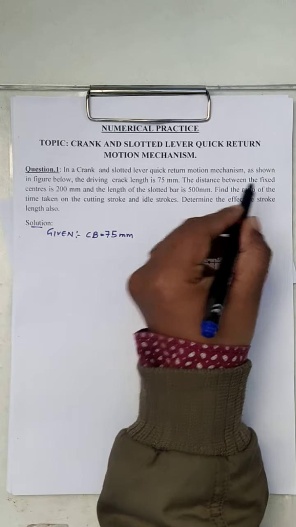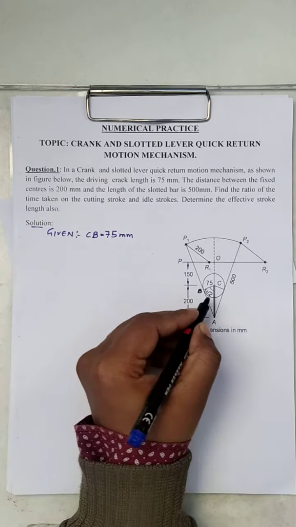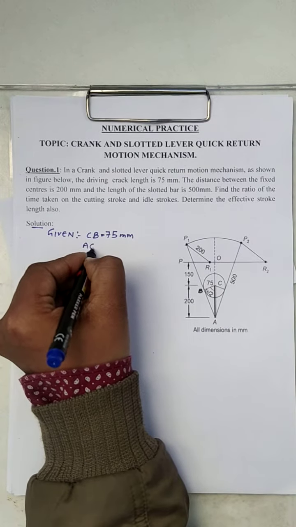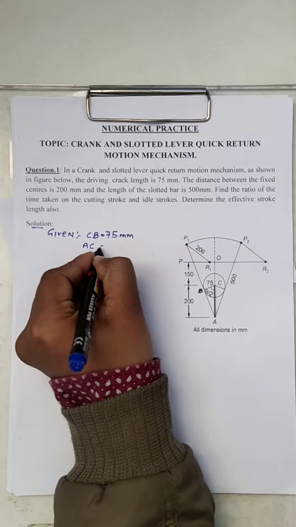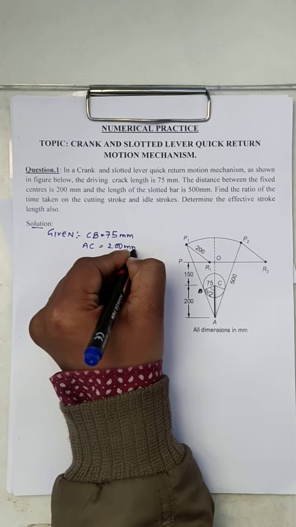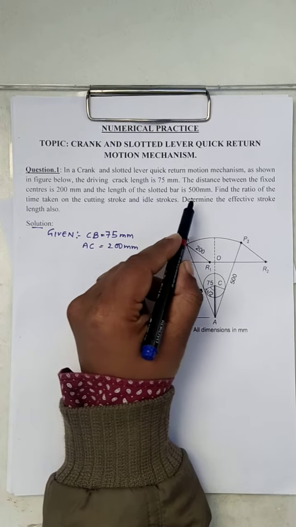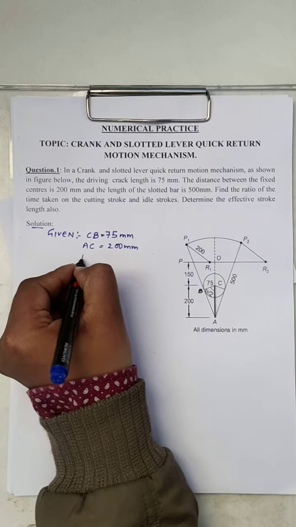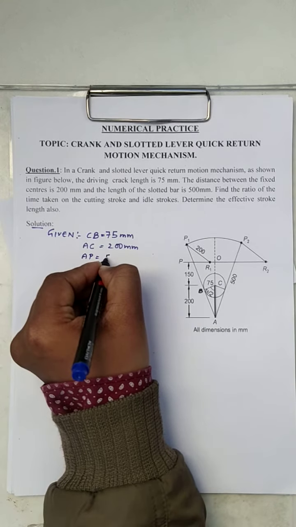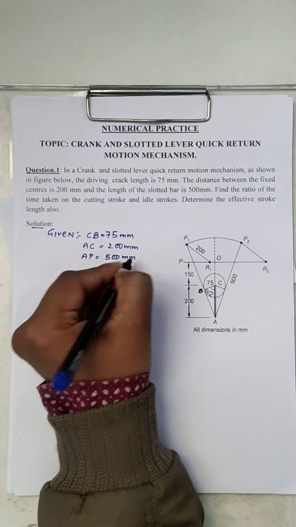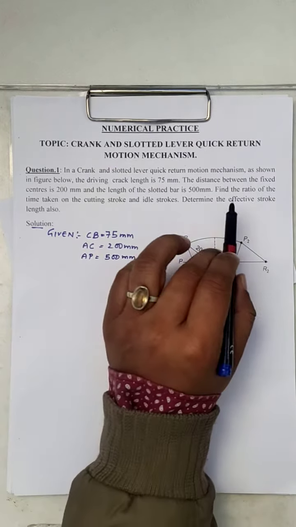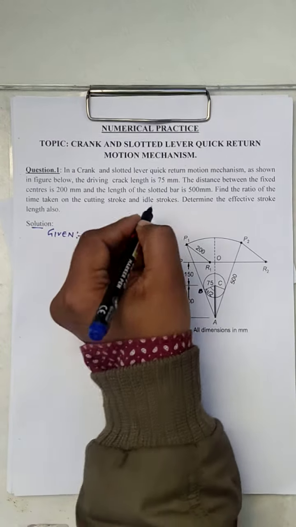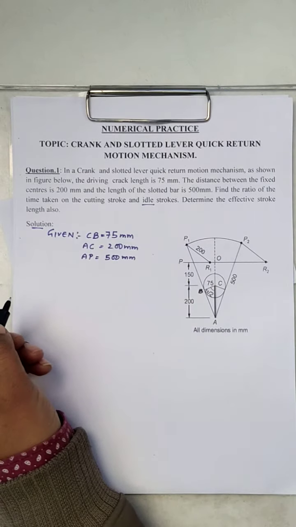The distance between the fixed center is 200 mm. So the distance between the fixed center means this AC. AC is how much? 200 mm. And the length of the slotted bar is 500 mm. That means this AP is 500 mm. Find the ratio of the time taken on the cutting stroke and idle stroke. Idle stroke here means the return stroke.